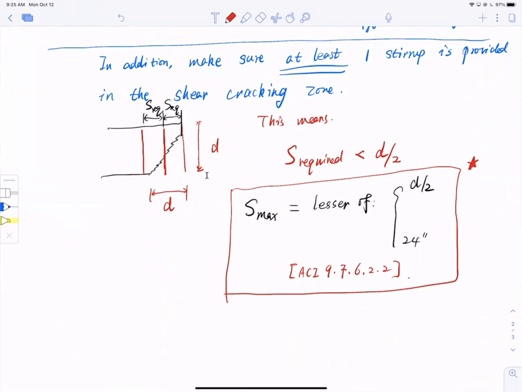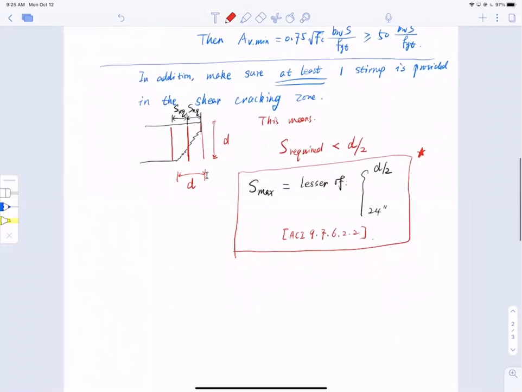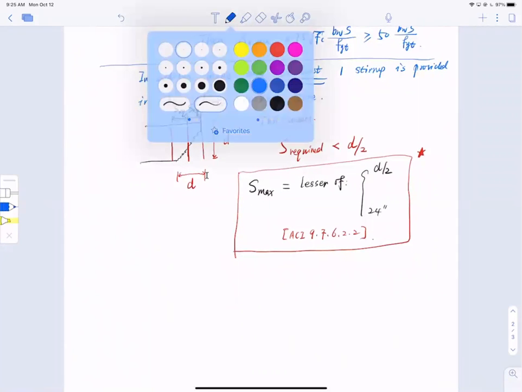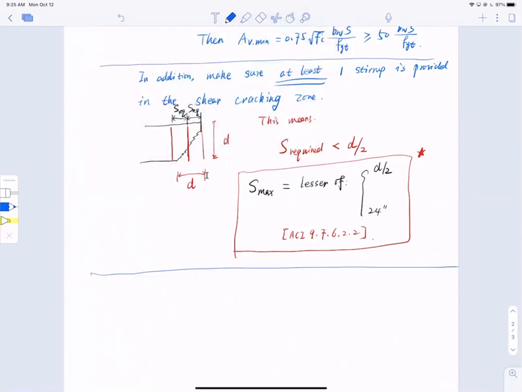But we are not good yet. There are also other constraints. So what are the other constraints? When VS, which is the required steel reinforcement, is bigger than 4 times square root of F prime C BWD, then S max is reduced by half, 50%.